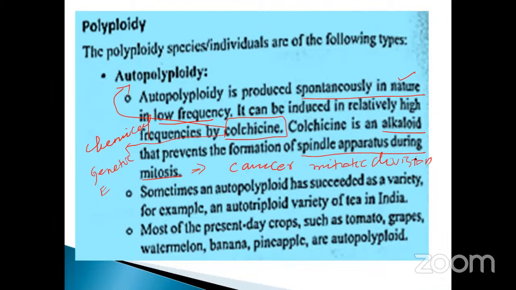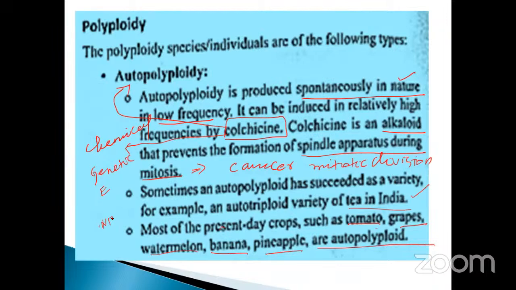You must note this point. Sometimes an autopolyploid has succeeded as a variety. For example, an autopolyploid variety of tea in India. It completely prevents mitotic spindle formation. Tea is an example given. Most present-day crops such as tomato, grapes, watermelon, banana, and pineapple are autopolyploids.